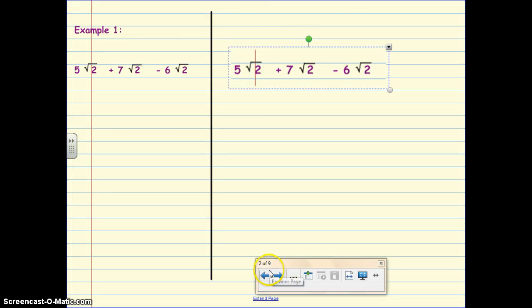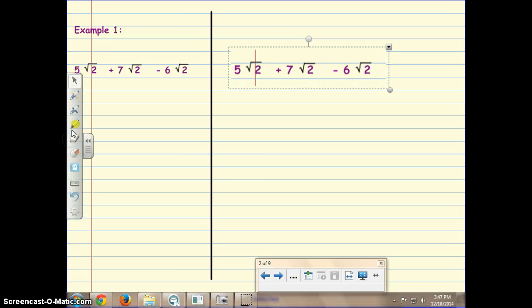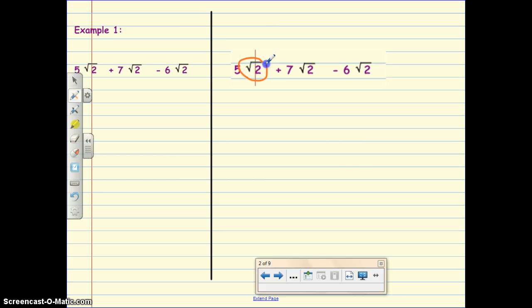Alright, our first example is 5 square root of 2 plus 7 square root of 2 minus 6 square root of 2. The key idea here is that we treat the square root of 2 like a like term. Since these are all like terms, we can do 5 plus 7, which is 12, minus 6, which is 6, square root of 2.